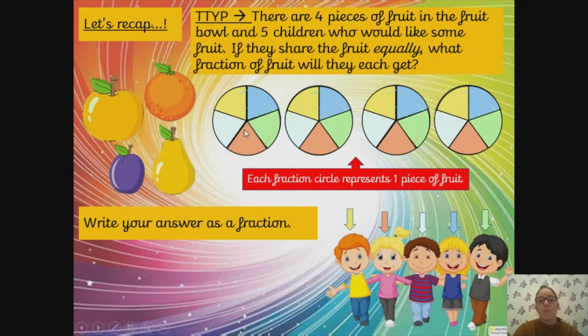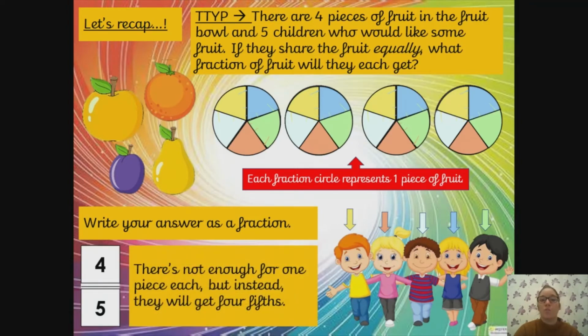Now we can do the same with the other pieces of fruit, because we can split 1 piece of fruit into 5 pieces. If you remember yesterday, I showed you an apple which I cut into 3 pieces. This would be the same. These pieces of fruit are cut into 5 because there's 5 children. So we can write our answer as a fraction, which shows 4/5.